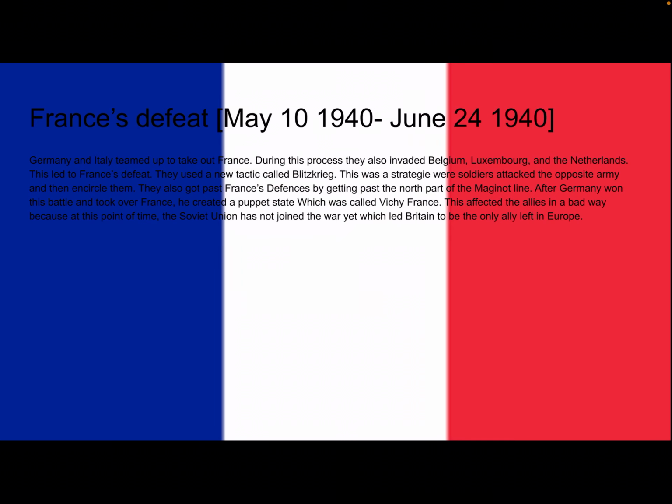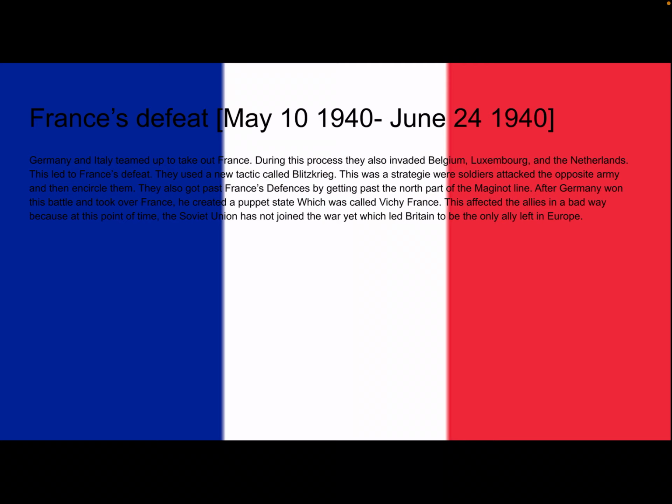And then a really big game changer was when France was defeated. Germany and Italy teamed up to take out France. During this process, they also invaded Belgium, Luxembourg, and the Netherlands. This led to France's defeat. They used a new tactic called Blitzkrieg. This is a strategy where soldiers attack the opposite army and then encircle them. They also got past France's defenses by getting past the north part of the Maginot Line.